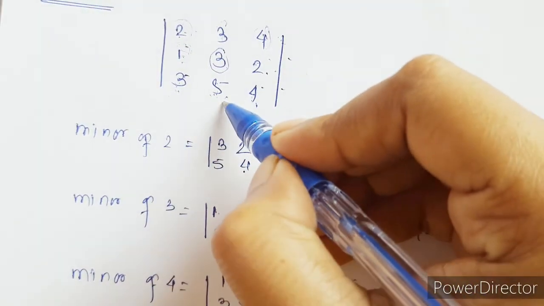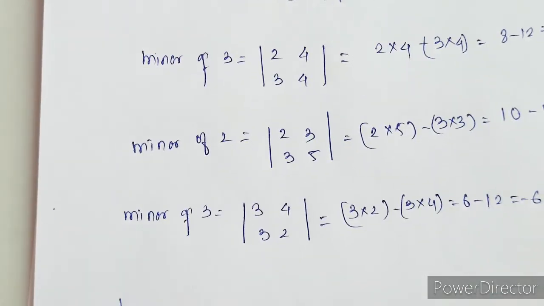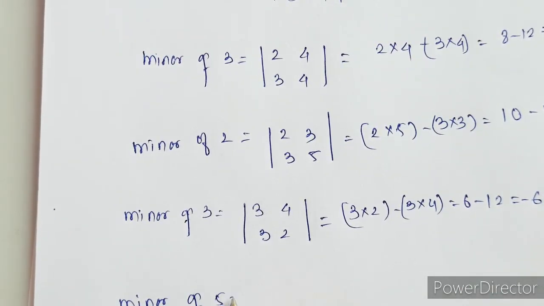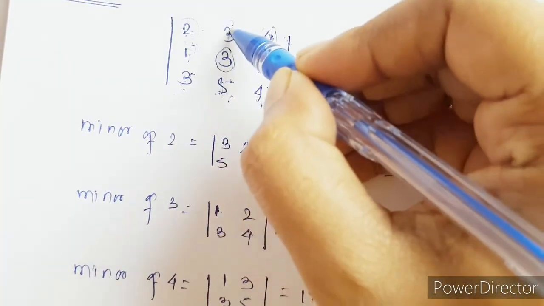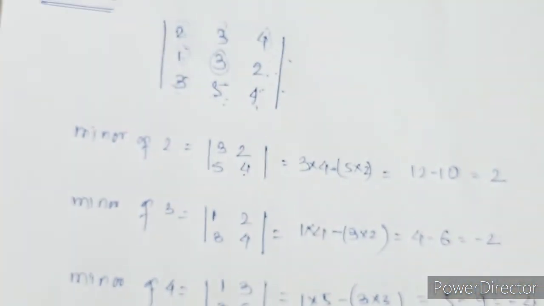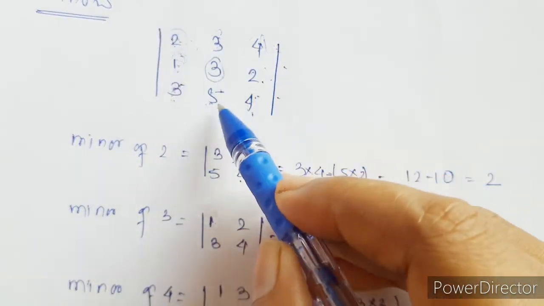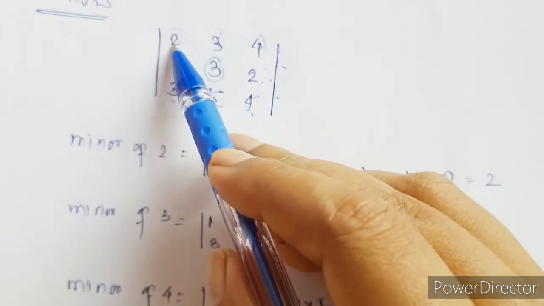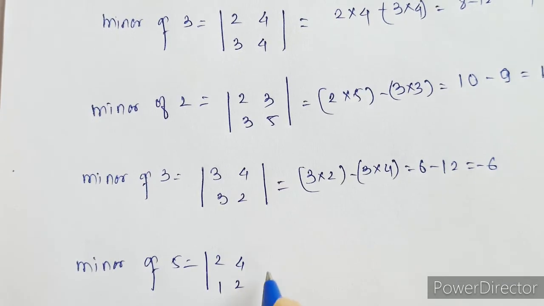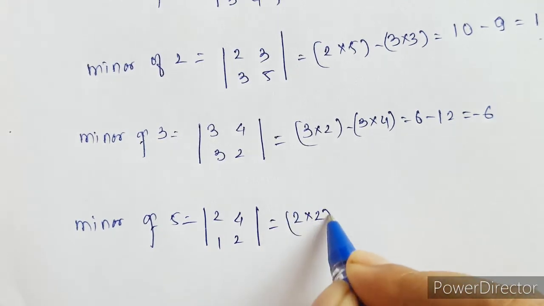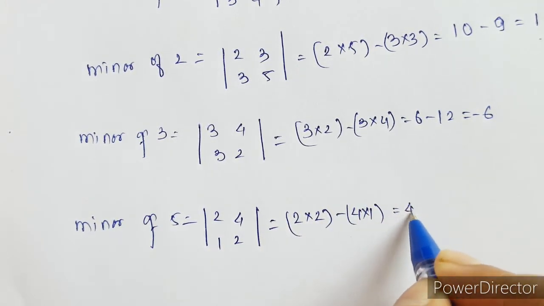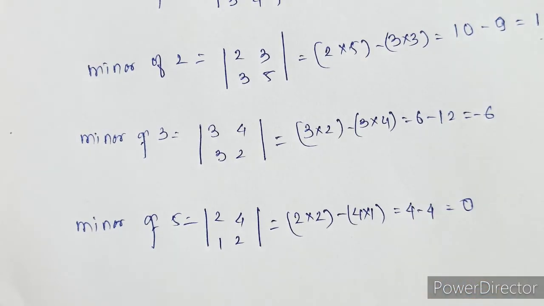Then minor of 5. Again we are considering this term, so forget about the same column, same row, remaining is 2, 4, 1, 2. So 2 into 2 minus 4 into 1. So it will be 4 minus 4, which equals 0.